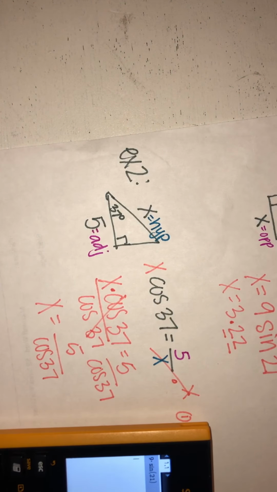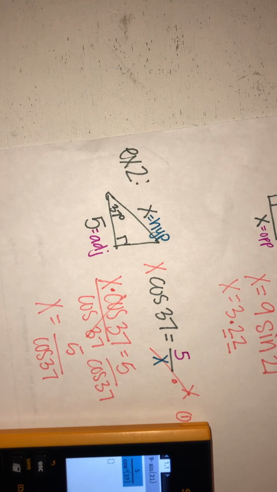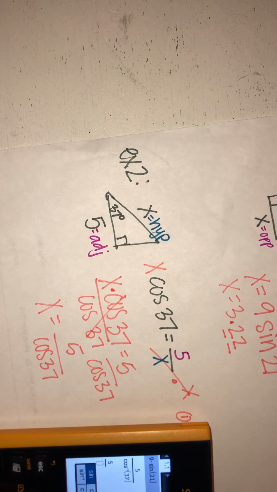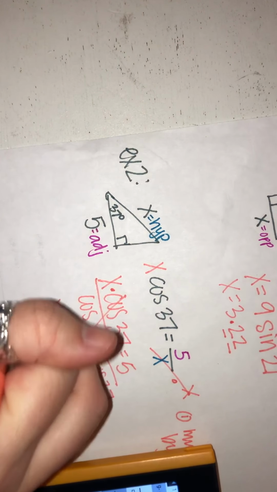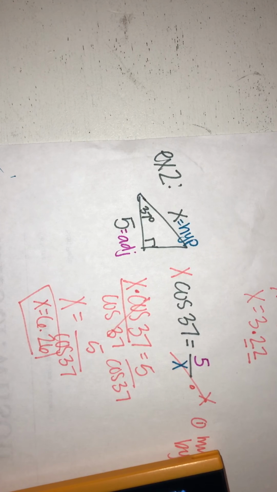Okay, so we're doing 5 divided by the cosine of 37. Oop, I clicked the wrong thing. Cosine of 37 of my angle is 6.26. Hope this helps.